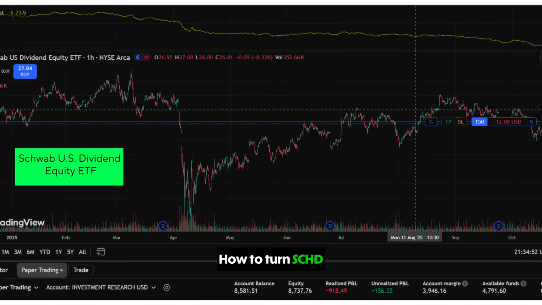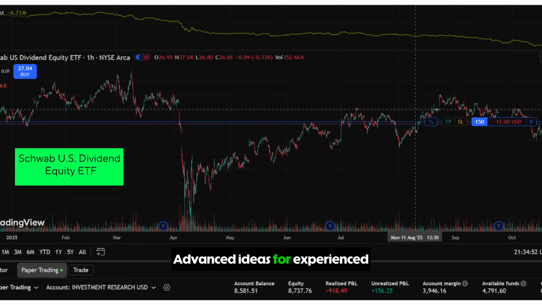How to turn SCHD into a retirement paycheck scenario. Suppose you have $100,000 invested in SCHD with a 3.8% yield that delivers about $3,800 per year in dividends. If you reinvest those dividends for many years, that income grows, and after a period you could elect to take cash distributions to fund retirement expenses. The math and timeline depend on your savings rate, time horizon, and tax situation, but this is a simple way to build a durable passive income stream.